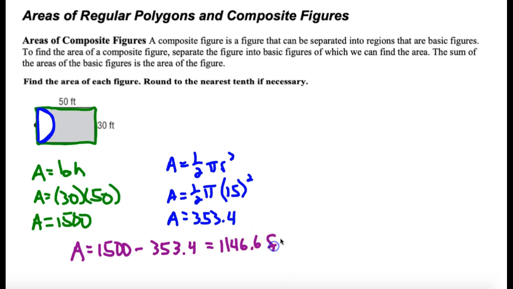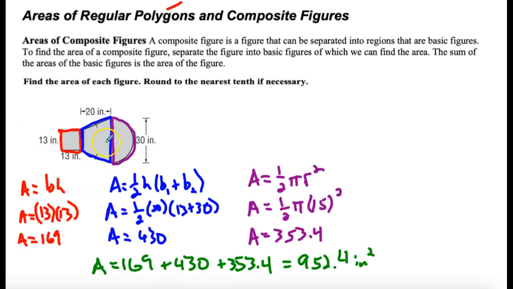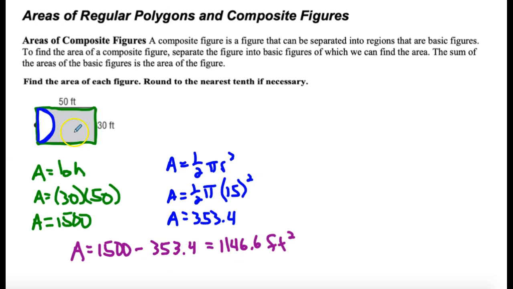And that would be square feet. Okay, so on problems like this, we're adding all the different pieces together. But on something like this, where we kind of have a chunk missing, the easiest way to do that is to find the area of the whole figure and then subtract the chunk that's missing. Okay, let's try one more like that.